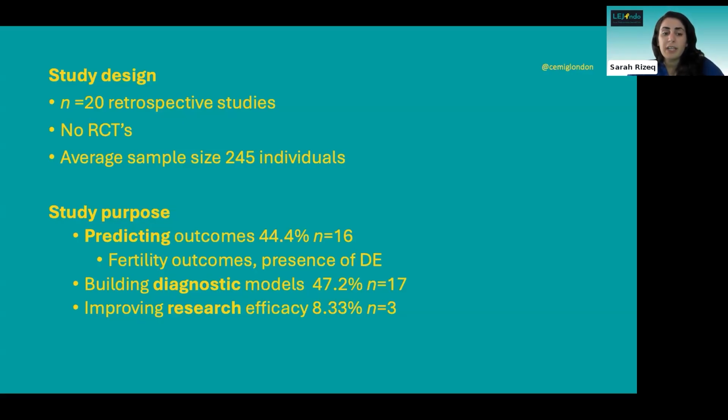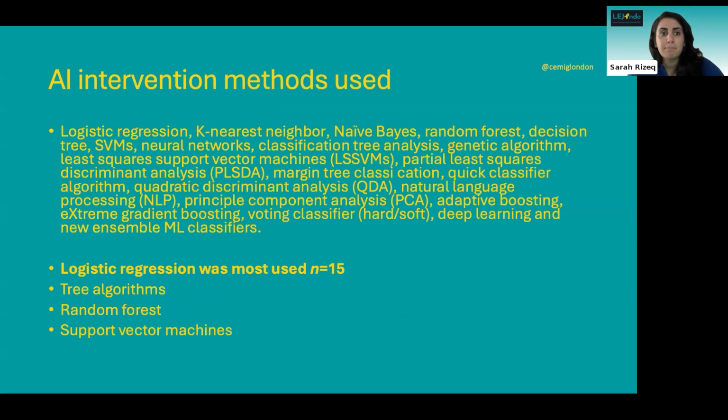Interestingly, we aren't very interested in using it for research efficacy. That was only 8% of studies, but the vast majority were used for either diagnosing or making some sort of prediction in the field of endometriosis. And a common one was for fertility outcomes. Next slide. They then summarized the AI intervention method used, and essentially that's a list there.